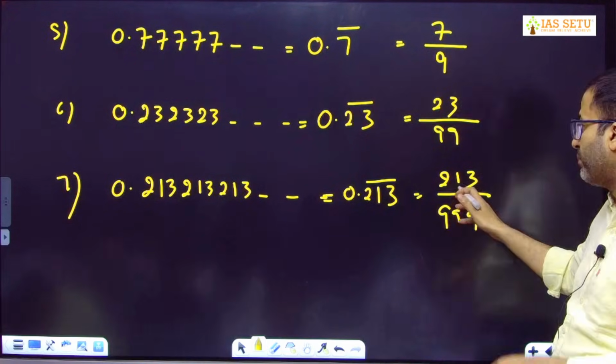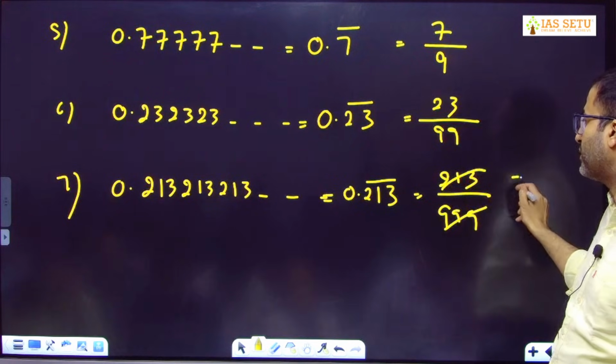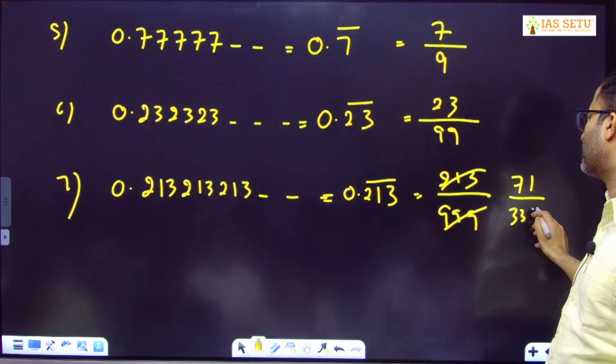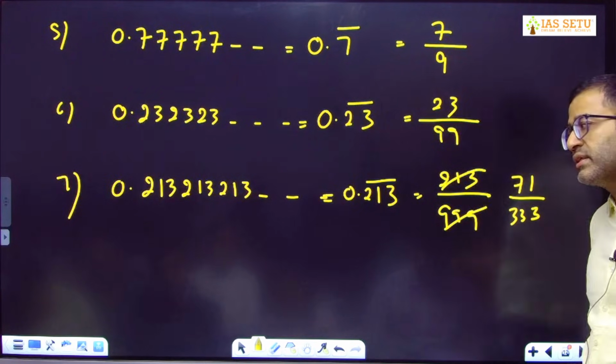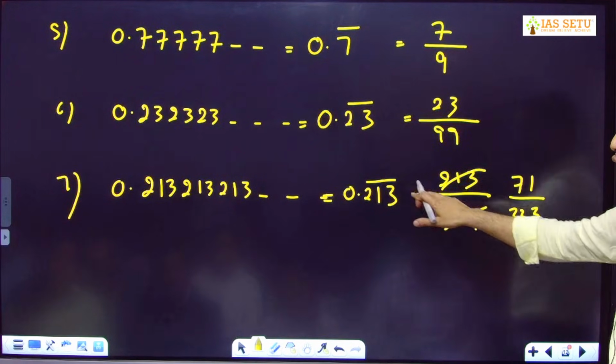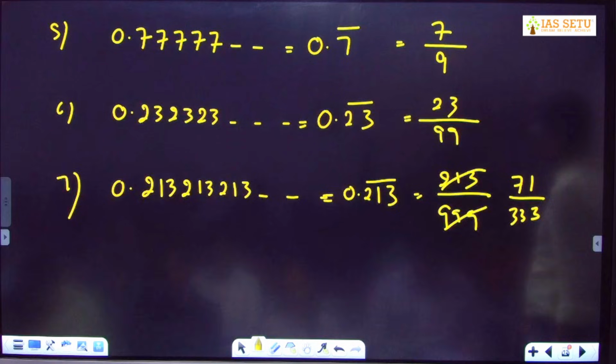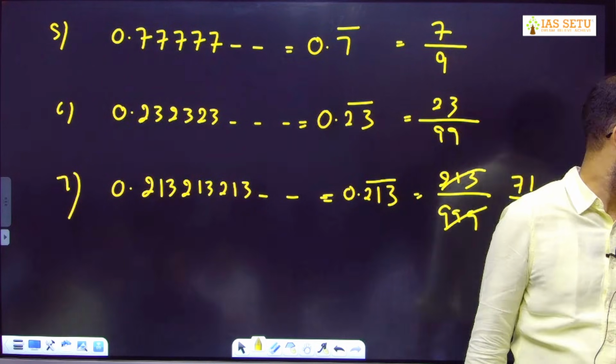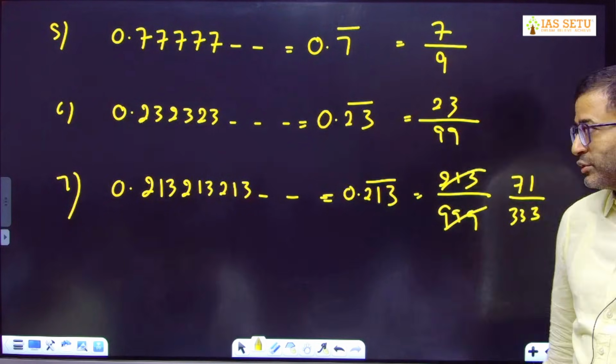You can't simplify the second, but here there is a scope. You can divide by 3, 71 upon 333. At this level, if you are able to simplify, good enough. But my main concern is you learn this short trick. Simplification, yes, slowly and gradually you have to get good. Type 1 clear? बड़ी सिंपल है, कुछ नहीं करना. Online students, type 1 clear?